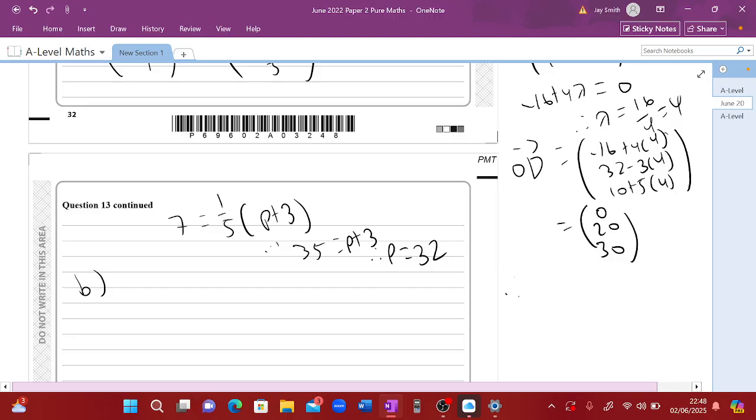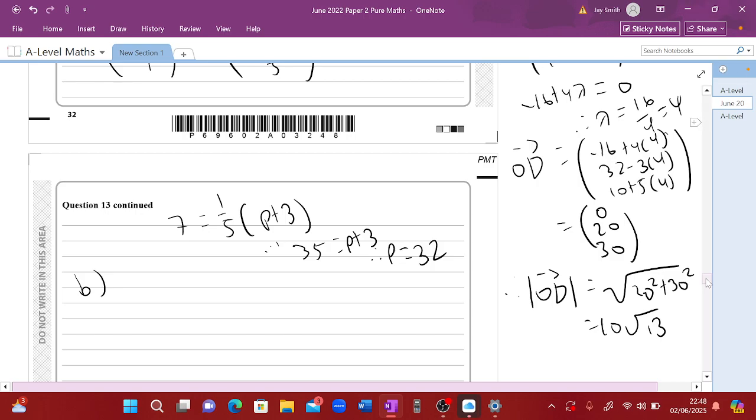Therefore, the length of OD is going to be the Pythagoras of the distance of the part. So it's going to be 0 squared, which is 0, add 20 squared, add 30 squared. And then put that into the calculator, you get 10 root 13.